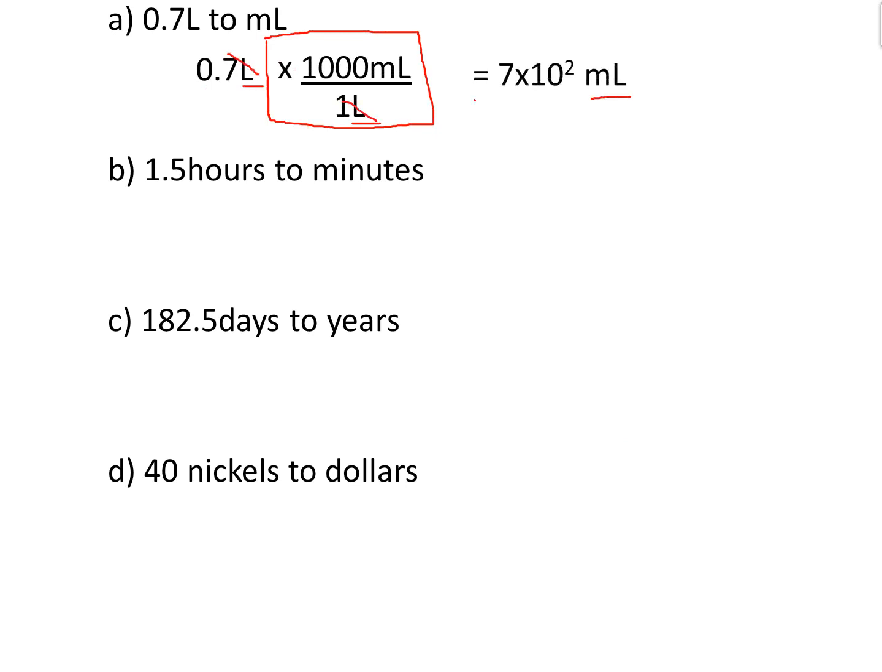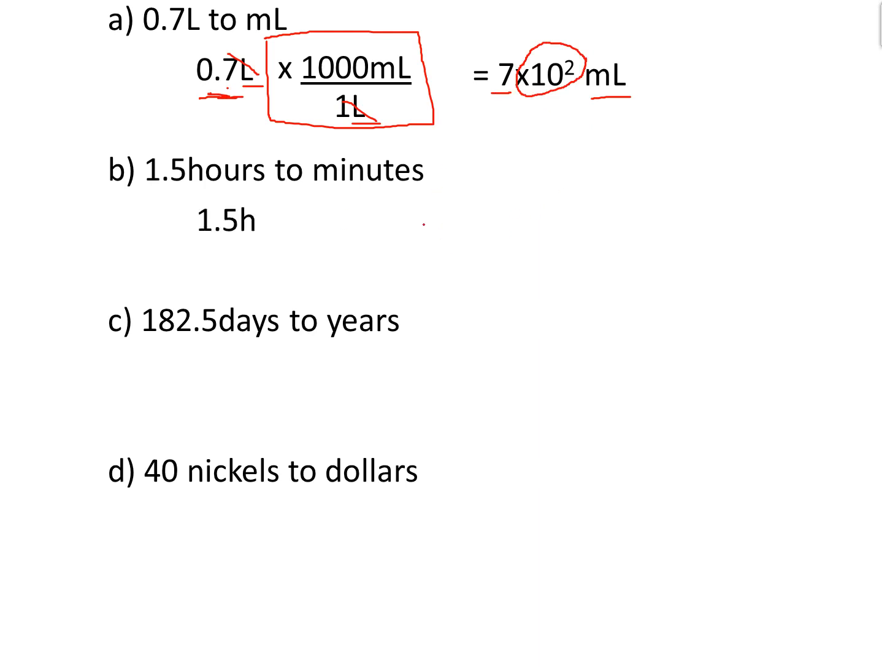and our answer will be in milliliters. Now remember, with sig digs, this number only has 1 significant digit, so our answer can only have 1 significant digit, so we have to write it in scientific notation. Otherwise, the sig digs will not be correct.